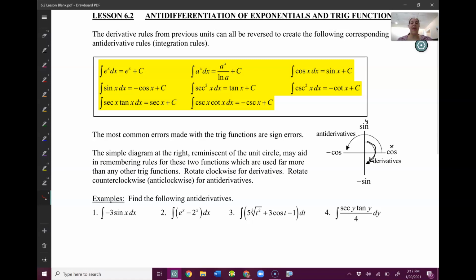If I want to take antiderivatives, I go anti-clockwise right here, or counterclockwise. So if I want to take antiderivatives or integrals, I go counterclockwise. So the integral of cosine is sine, and the integral of sine is negative cosine. So hopefully that helps with those two rules.